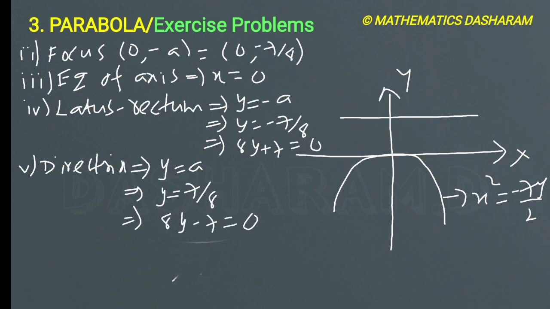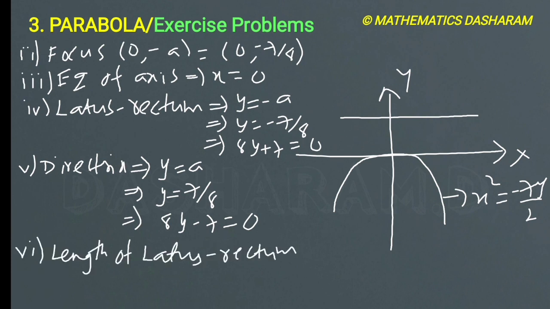Next, the last one is the length of the latus rectum. Its formula is 4a, so 4 into 7 by 8. Here 4 ones are 4, 4 twos are 8, so 7 by 2 is the answer.